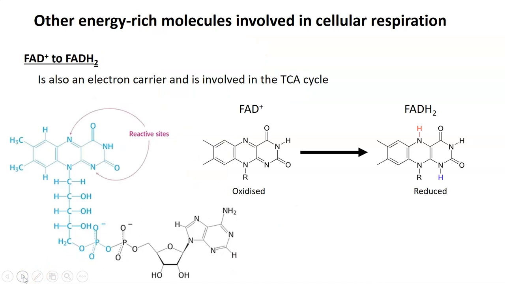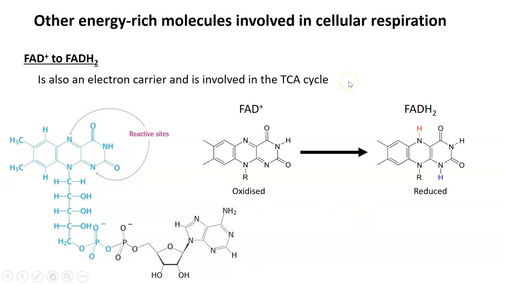So like NAD, there is one other very important electron-carrying molecule, and that's FAD. Once it carries its high-energy electrons, it becomes FADH2. So FAD is oxidized, and then you get the addition of the hydrogens at this point here and this point here, to become FADH2. This bit over here is just showing you this part, but the whole molecule is quite big.